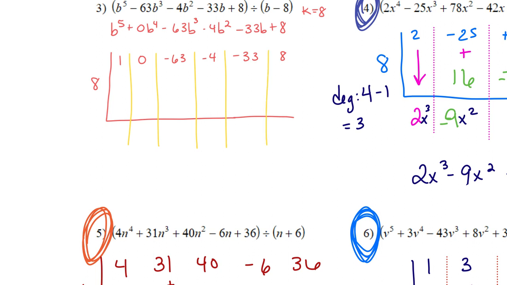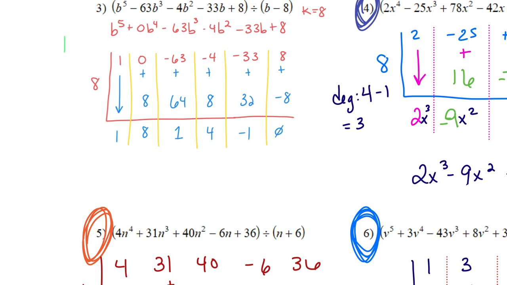Then I just follow my steps. Add on the inside, multiply on the outside, but always bring that first number down. 8 times 1 is 8. Add it up, I get 8. 8 times 8 is 64. Add it up, I get 1. 8 times 1 is 8. Add it up, I get 4. 8 times 4 is 32. Add it up, get negative 1. 8 times negative 1 is negative 8. Add it up, and I get 0.